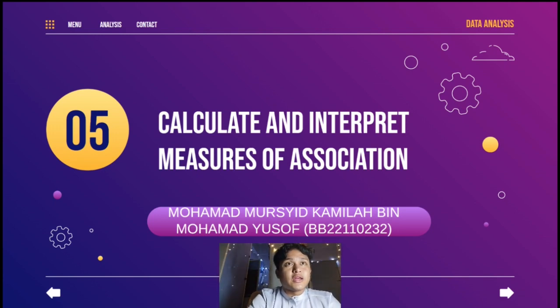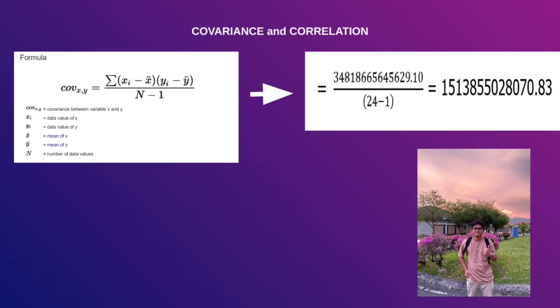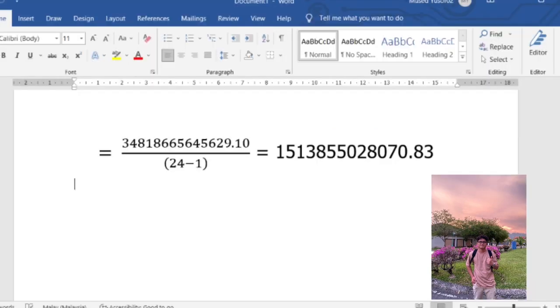So I will present part 5. It's about calculate and interpret measure of association. So in part 5, we need to find the covariance and correlation. So you can see this is the formula for covariance. We need to find data domestic minus the mean domestic, and then we find it for international also, and then we multiply the data. And then we need to divide by n minus 1. So n stands for number of data values, which means the 24 airlines. So we can look at the data.